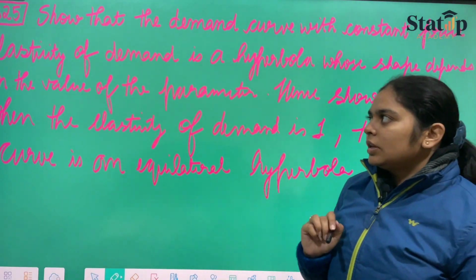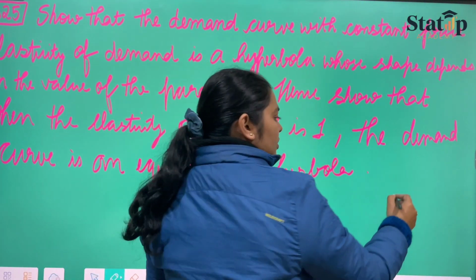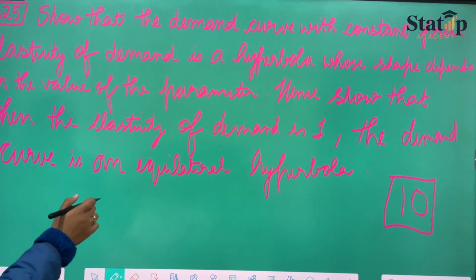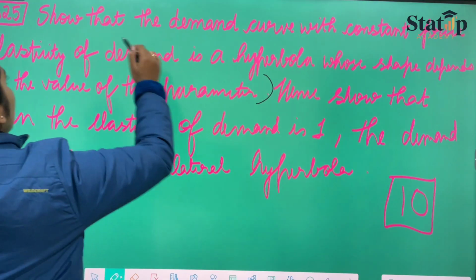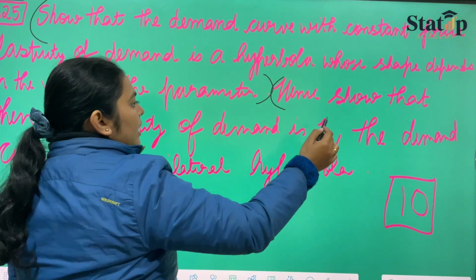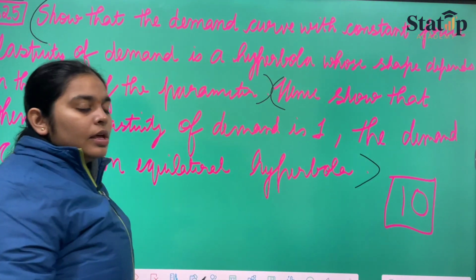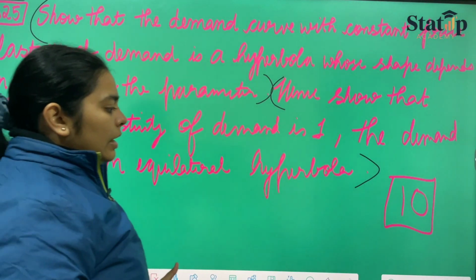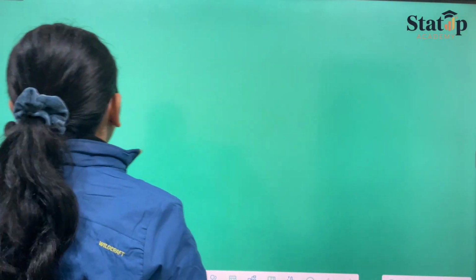So this is the question that has been asked in 2025, and this was of 10 marks. We can divide this question into two parts, 5 marks each. First, we have to show that the demand curve with constant price elasticity of demand takes the shape of a hyperbola. And second, we have to show that if this constant is 1, then the demand curve is an equilateral hyperbola. So there are two portions having 5 marks each. Let us start with the first portion.